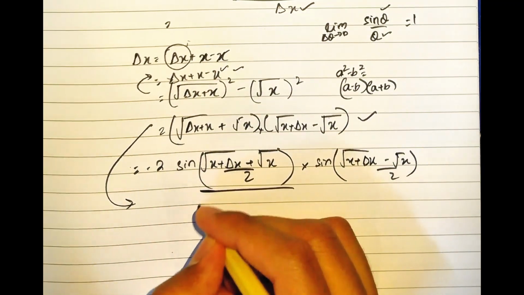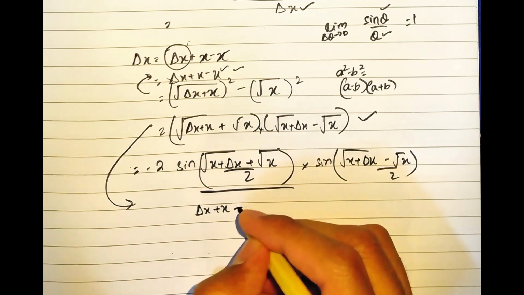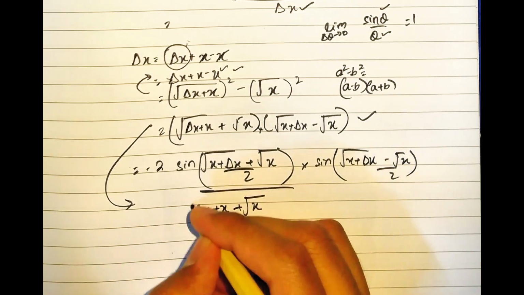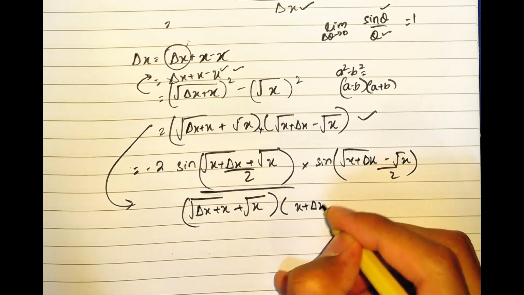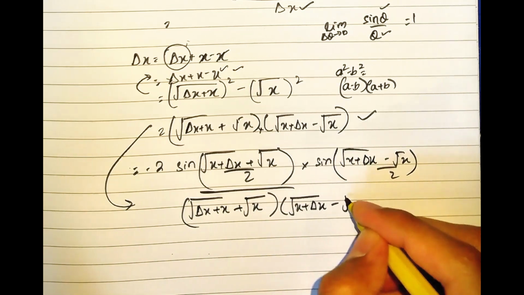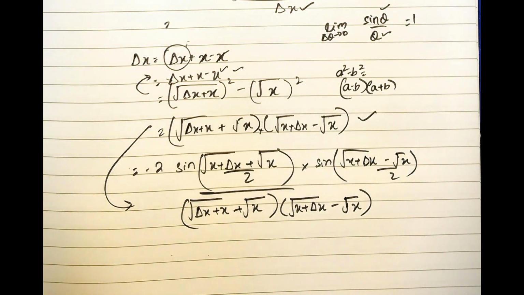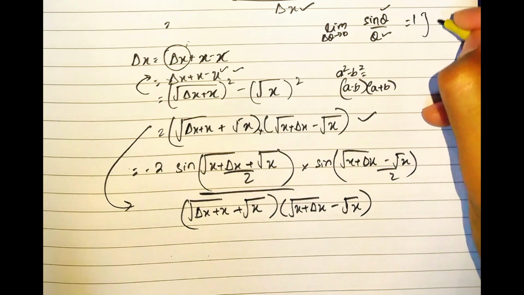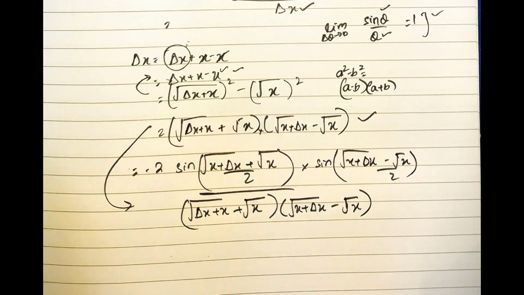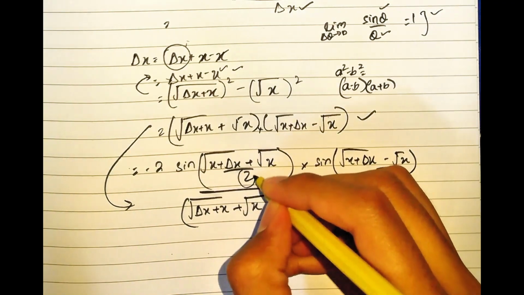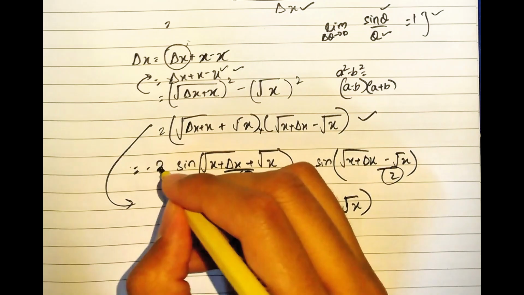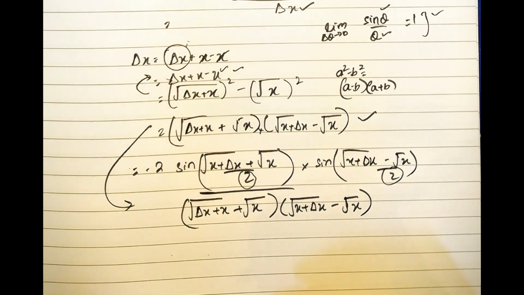So we have delta x plus x with a root, and then we have x plus delta x with a square root minus root x. Now we have the denominator so that we can apply the limit, but there is one more thing. We have a 2 over here, and we have to cancel this 2. How can I actually do that?